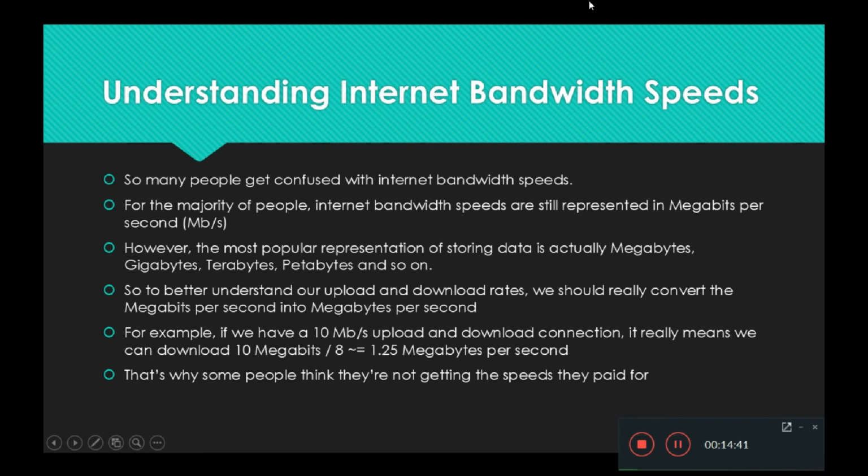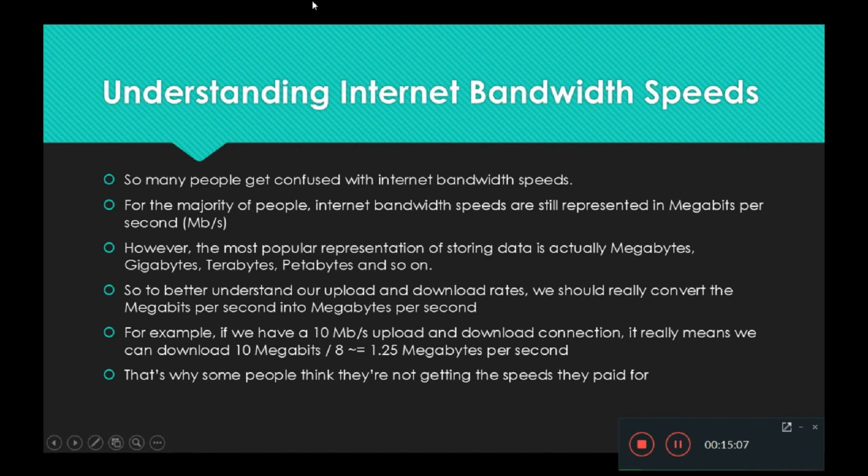So internet bandwidth speeds are still represented in megabits per second, Mb per second. Now some people of course have gigabits per second, but usually even in 2019 most people have megabits per second as opposed to gigabits per second. However, the most popular representation of storing data is actually megabytes, gigabytes, terabytes, petabytes, and so on. See the difference, bytes versus bits.